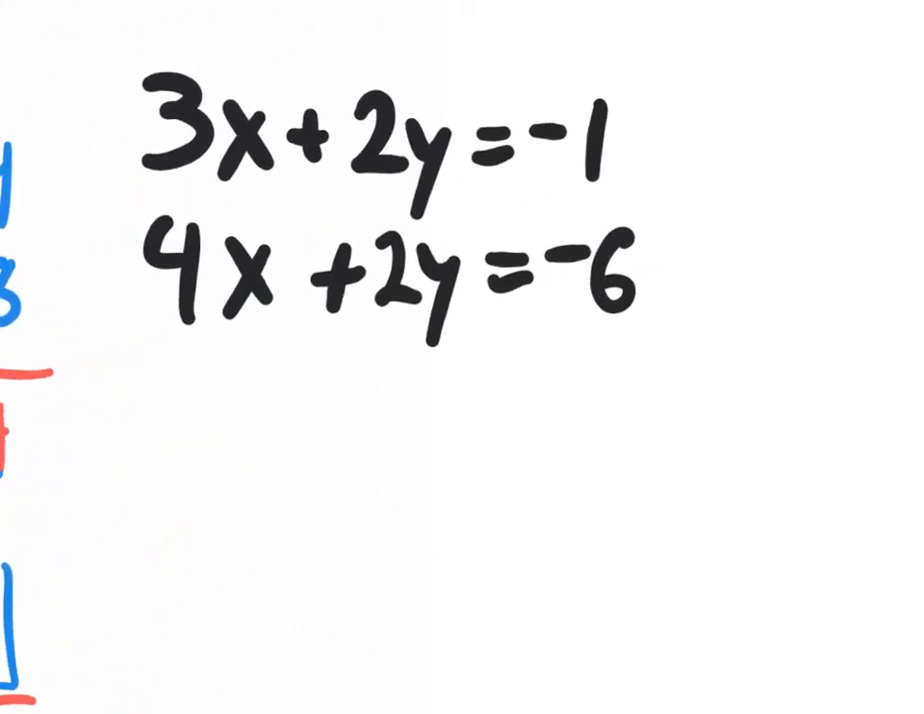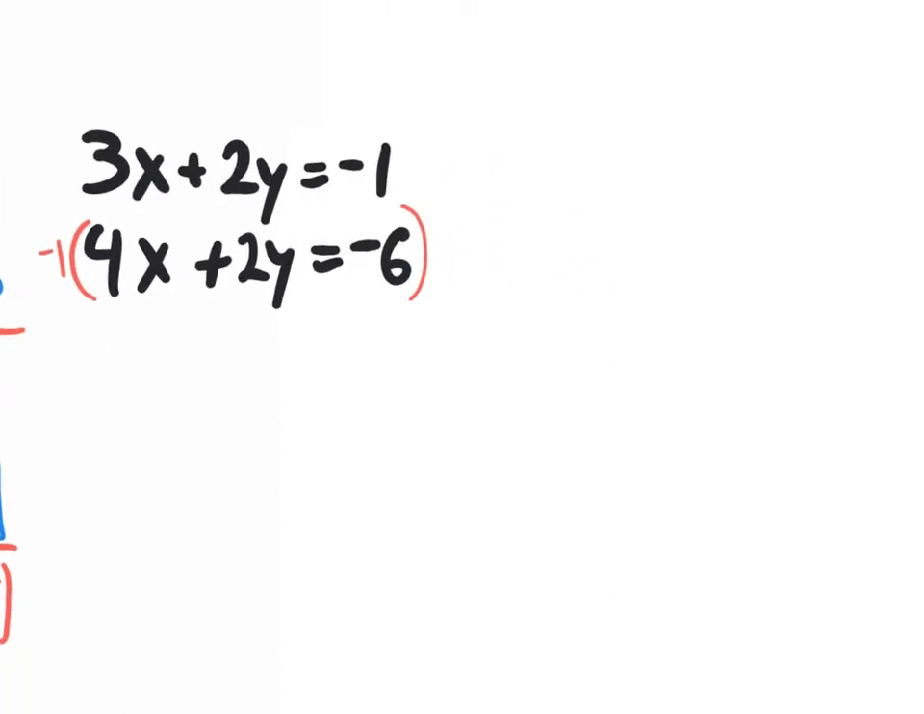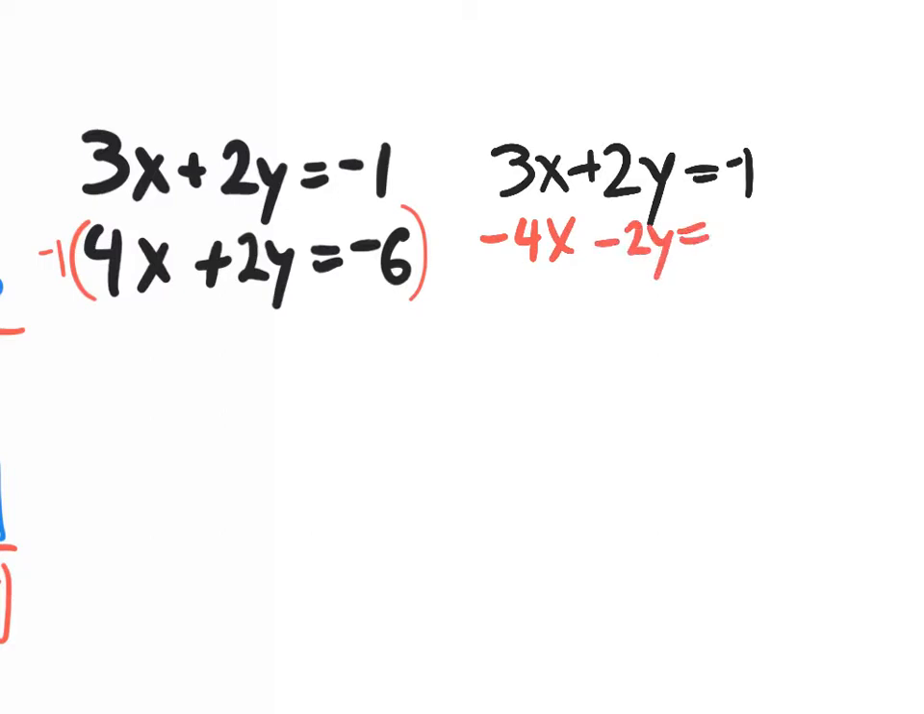The easier path, the better path, would be to multiply the bottom equation by negative 1. The top one's going to stay the same. It's going to be 3x plus 2y equals negative 1. The bottom one, when you multiply it by negative 1, is going to be negative 4x minus 2y equals positive 6. Now look at how much easier this one is. It's now ready to combine and cancel.